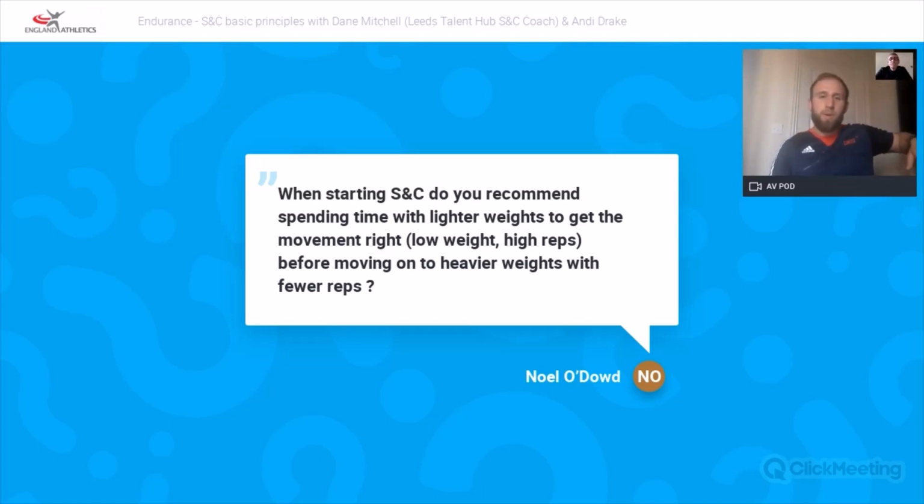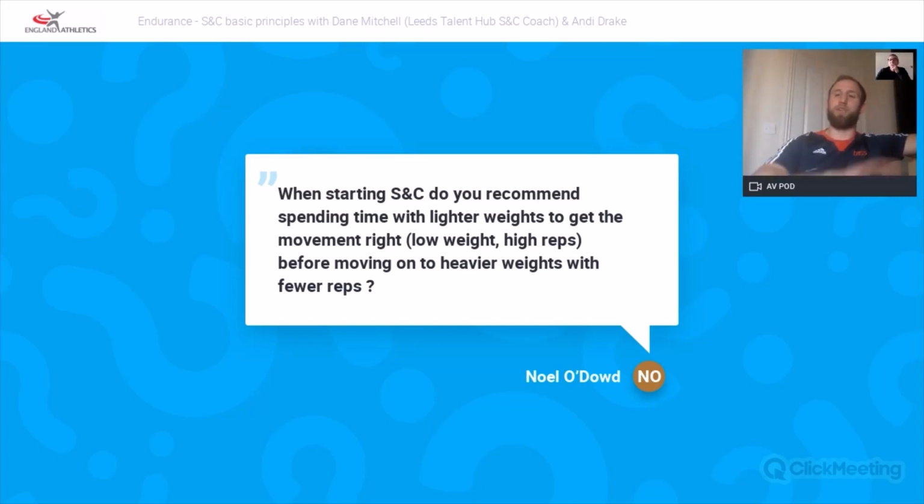So, first question. When starting S&C, do you recommend spending time with lighter weights to get the movement right, low weight, high reps, before moving on to heavier weights with fewer reps? Generally, that is a principle that I use. Definitely. I didn't give you any recommendations on set and rep schemes or loading percentages, anything like that.